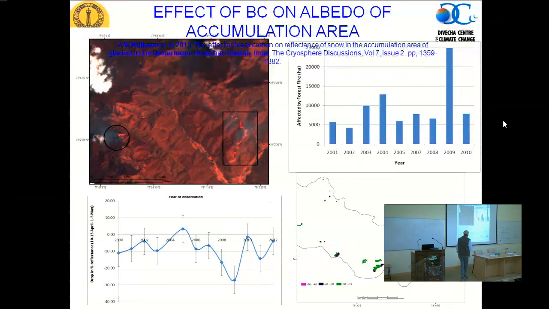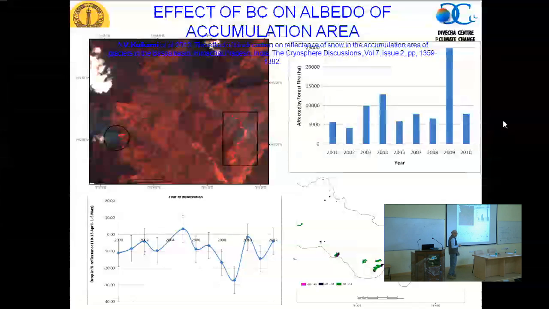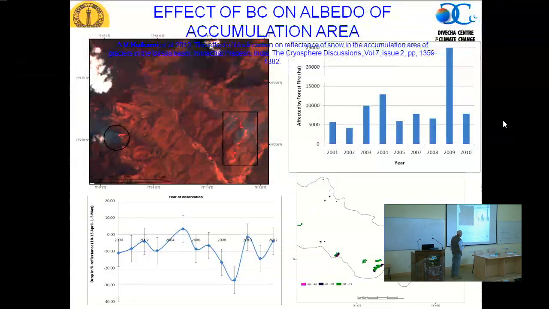So you can see here, this is one particular year. You can see every year there is a huge forest fire. But 2009 is a special year, and you can see that suddenly the forest fire has gone up significantly. Why has it gone up? Because that was a drought year, and the arrival of the monsoon was significantly less or delayed. Because of that, forest fire has gone up. And we tried to look into how it has affected the reflectance of the snow.